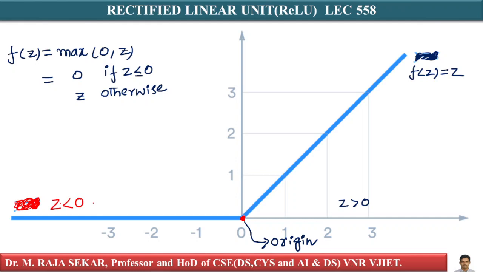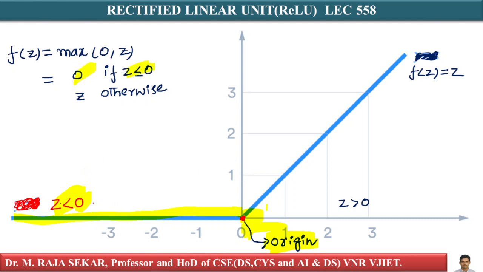Let's assume this is the origin. Let me show, this is the origin. When Z is less than 0, the value will be 0. What is your f of Z value? If Z is less than 0, f of Z is 0, isn't it?